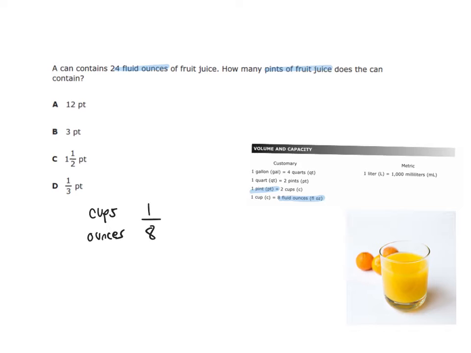I'm going to start by going from ounces to cups. We know that there are 8 ounces in 1 cup. Of course, we have 24 ounces. 8 times 3 is 24. And 1 times 3 is 3. So we know that 24 ounces is the same as 3 cups.